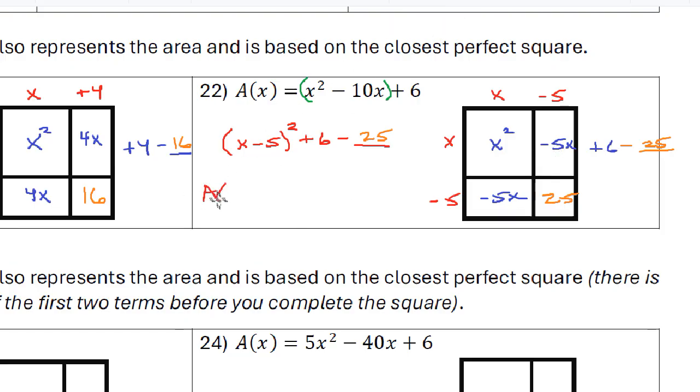A of x equals x minus 5 squared. 6 minus 25 is negative 19. And I'm doing this in my head, class. You can use a calculator to verify that. Don't think you have to actually do it in your head as well, unless you're able to. There is our final equation. This has a perfect square, the closest perfect square we can get, and then we're dealing with the leftovers. The 6 was already here, and we added 25 to make a perfect square, so we have to subtract 25 to put our equation back in balance.